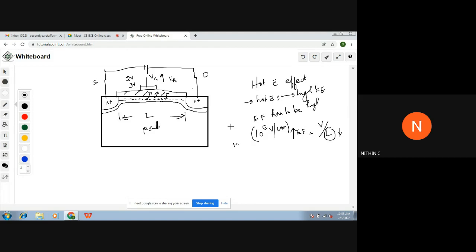So two effects are there for hot electron effect. One is reduced threshold voltage. That is one effect. Reduced threshold voltage is one effect of this phenomenon, that is hot electron effect. And another is that we are actually losing the electrons. What we are losing from here is electrons, right? We are actually losing the electrons which were flowing like this.